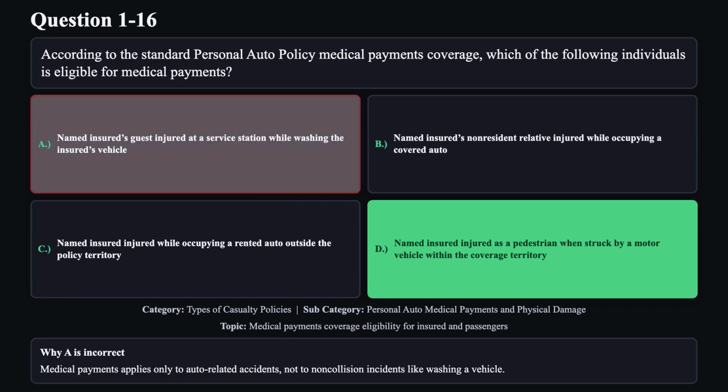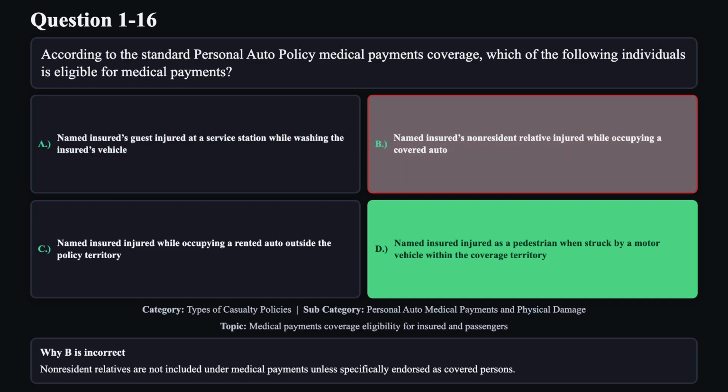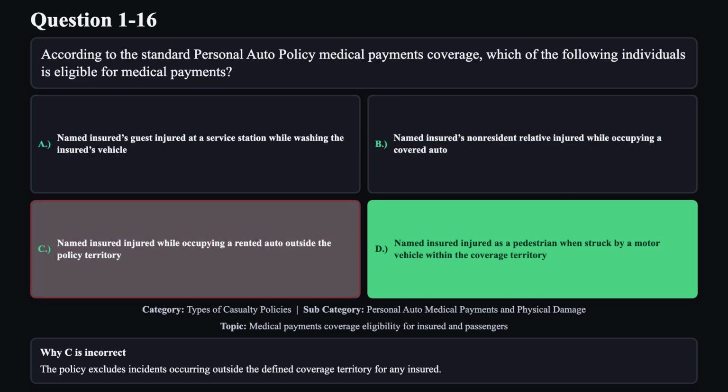Reason A is not correct. Medical payments applies only to auto-related accidents, not to non-collision incidents like washing a vehicle. Reason B is not correct. Non-resident relatives are not included under medical payments unless specifically endorsed as covered persons. Reason C is not correct. The policy excludes incidents occurring outside the defined coverage territory for any insured.